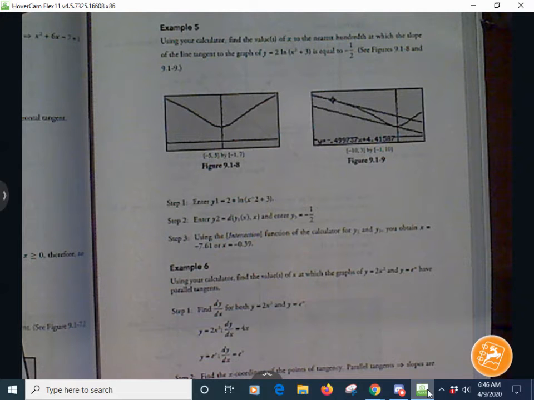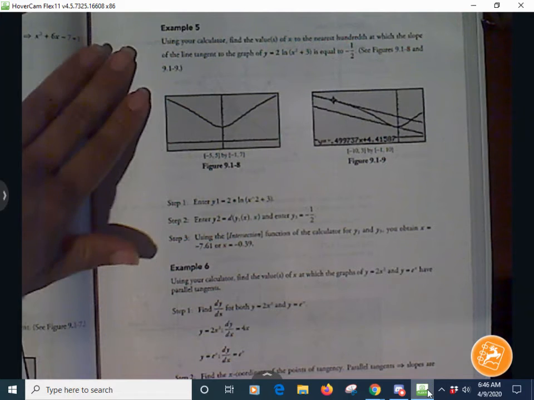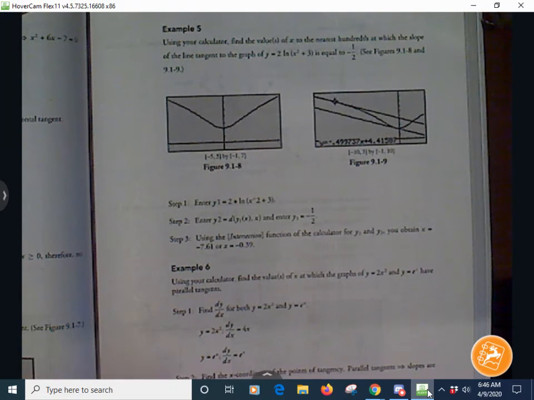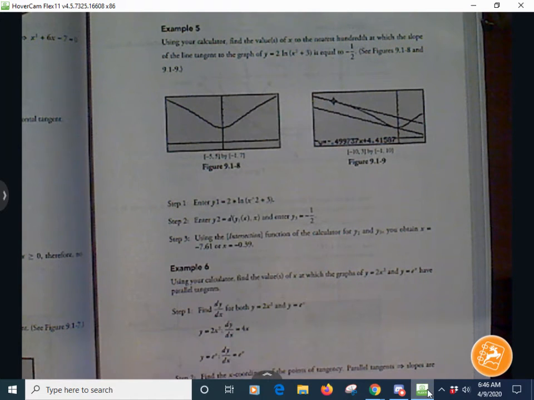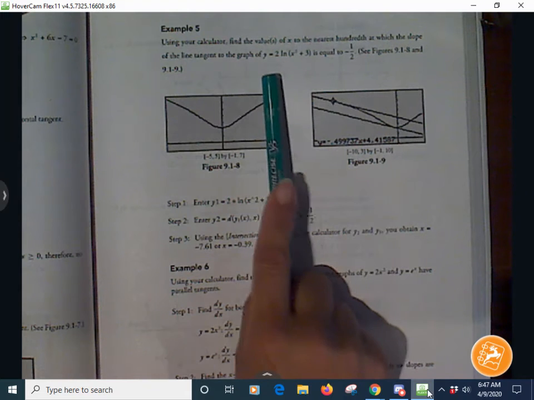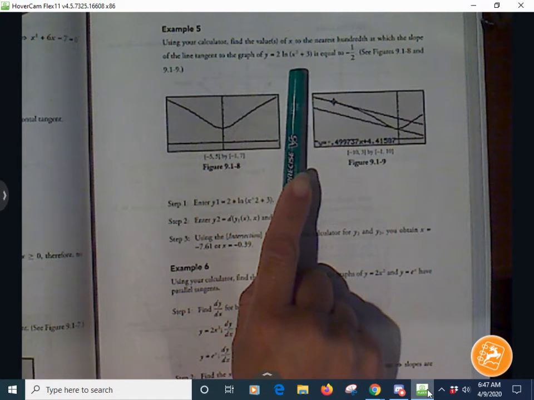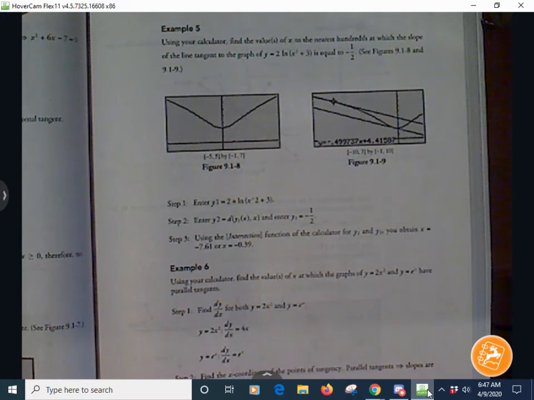The first problem I'm going to discuss is a question that was asked on our homework that I believe was due yesterday, April 8th. It was on the notes for example 5 in section 9.1. In this example, it's asking you to use your calculator to find when the slope of the function y equals 2 natural log of x squared plus 3 is equal to negative 1/2. They have some steps of how to use your calculator to do that.